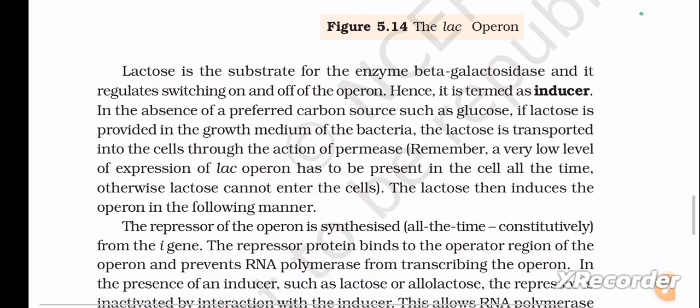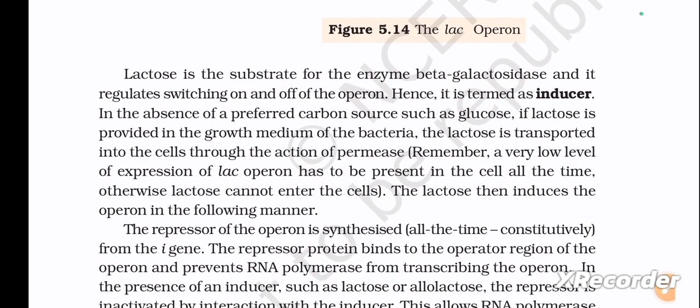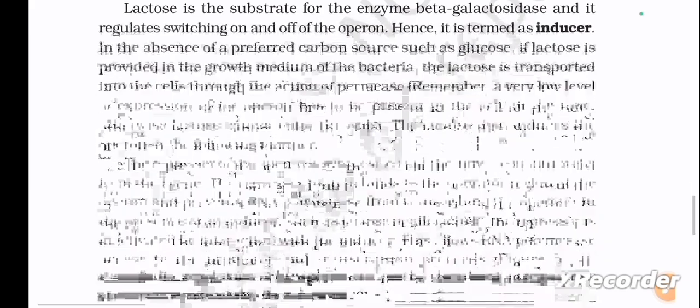Lactose is a substrate for the enzyme beta galactosidase and it regulates switching on and off of the operon. Hence, it is termed as inducer. In the absence of a preferred carbon source such as glucose, if lactose is provided in the growth medium of the bacteria, the lactose is transported into the cells through the action of permease. Remember, a very low level of expression of lac operon has to be present in the cell at the time, otherwise lactose cannot enter the cells. The lactose then induces the operon in the following manner.